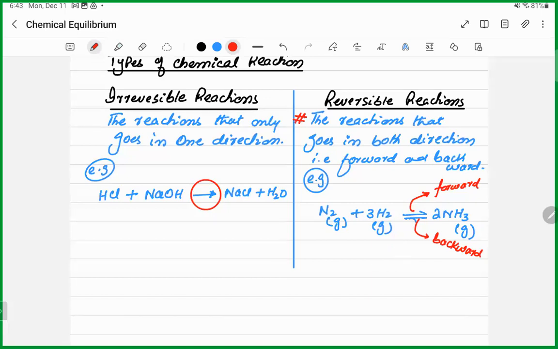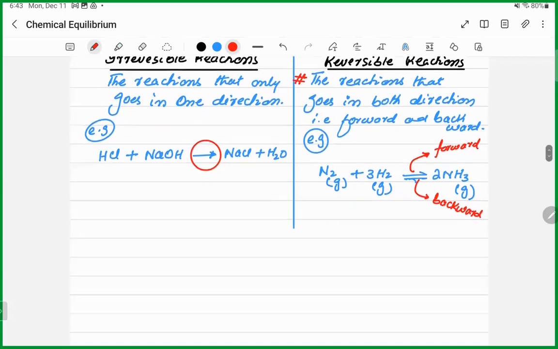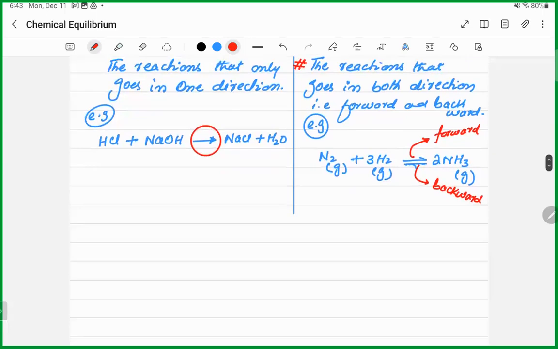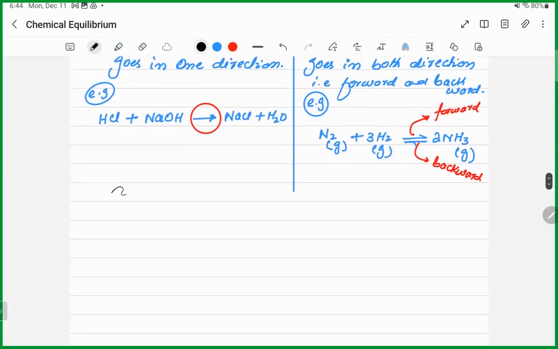Okay, so this is the definition, and they normally ask the definition of a reversible reaction, so you should know that the reaction that goes in both directions, forward and backward, is called a reversible reaction. Haber's process and contact process are the most common examples. In a reversible reaction, there's a condition which is called dynamic equilibrium.